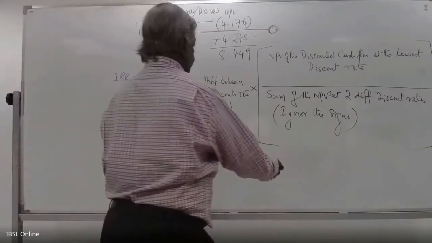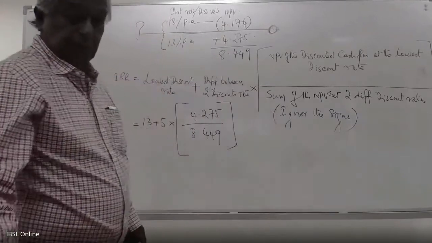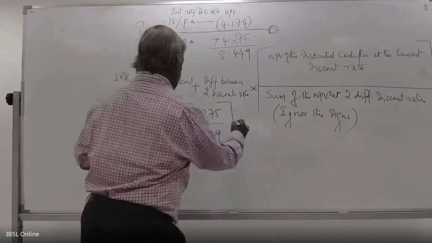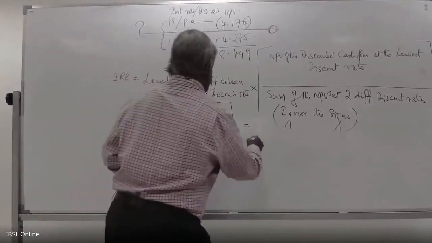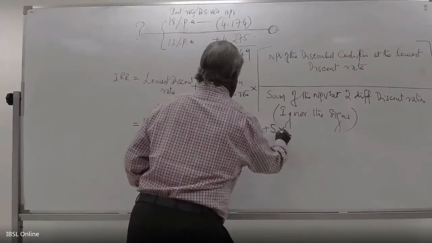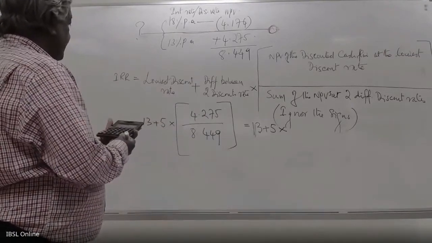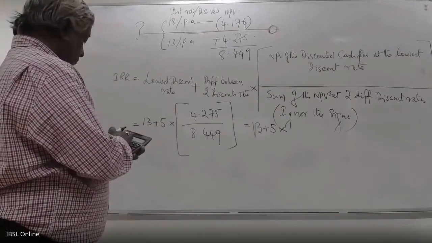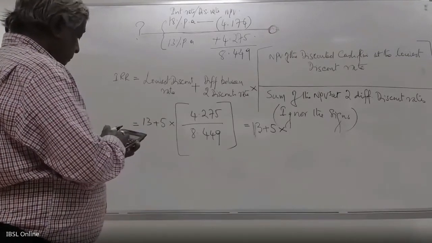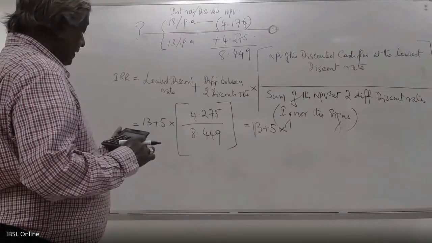So when you solve this, this is equal to 13 plus 5 into 4.275 divided by 8.449, which is 0.505.